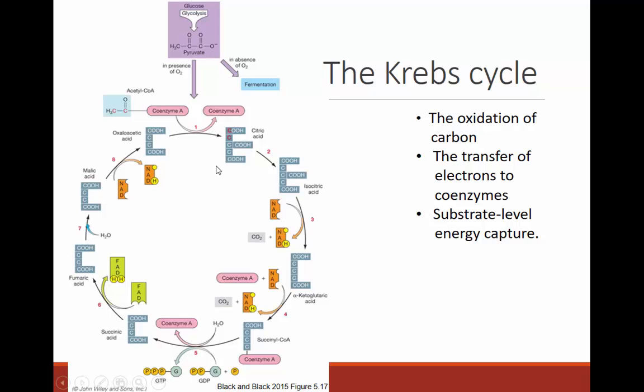And this is not for you to replicate. This is just to show you how it cycles through that. Okay, so you've got glucose undergoing glycolysis, producing the acetyl-CoA and moving through.